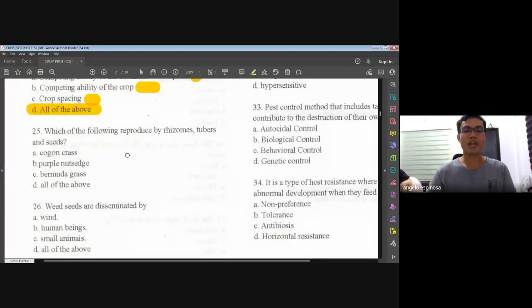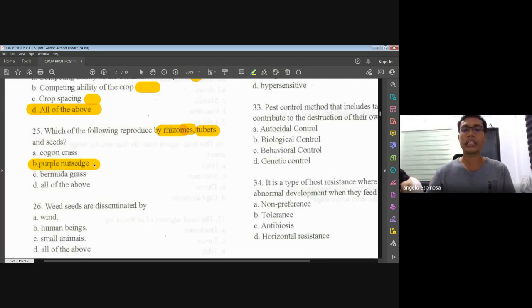And then we have number 25. Which of the following is reproduced by rhizomes? Iba yung rhizomes. That is how it's reproduced. Dadami. And then tubers. Di ba? Nag-talk na tayo. Pag sinabing rhizomes, it is also with the grasses and sedges. Meron din yan. No? And also, pag sinabi natin tubers, only for sedges. Wala yan sa grasses. Okay? So, the correct answer is letter B.